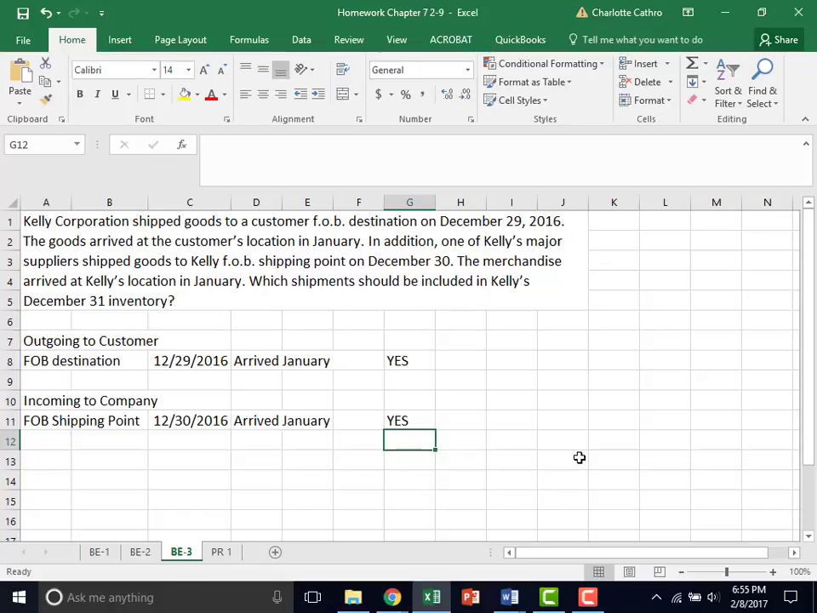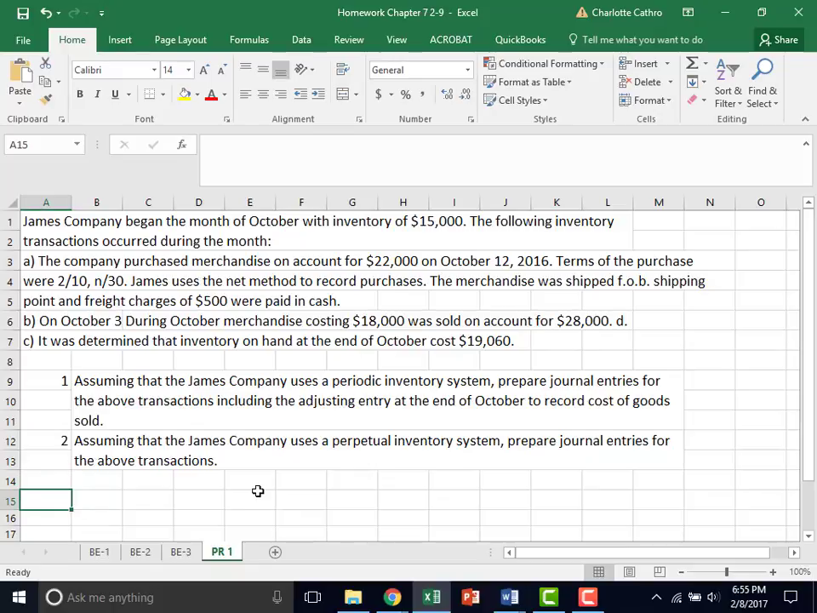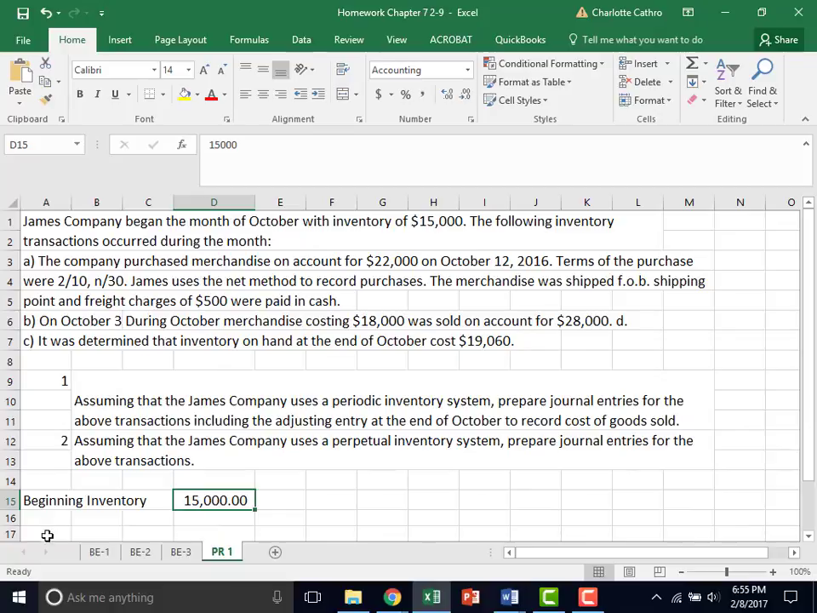Okay. Our last problem is a comparison of the transactions with a periodic versus a perpetual inventory system. All right, and there's a couple of complications here. So we have beginning inventory. We're just going to note the information here that we have. Beginning inventory, they tell us, is 15,000. And we have company purchases of 22,000, and this was on October 12th, 16.